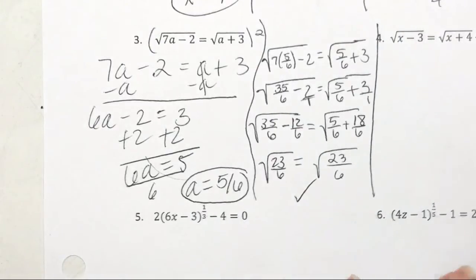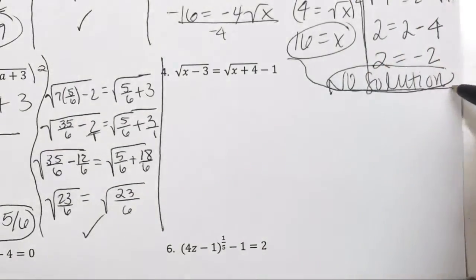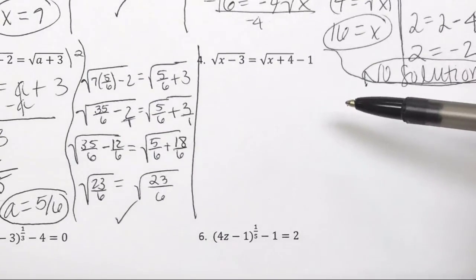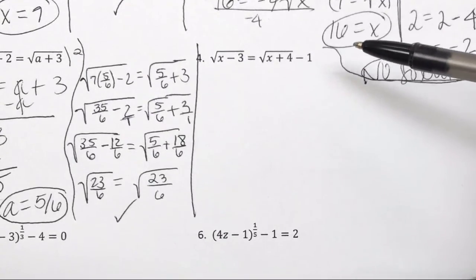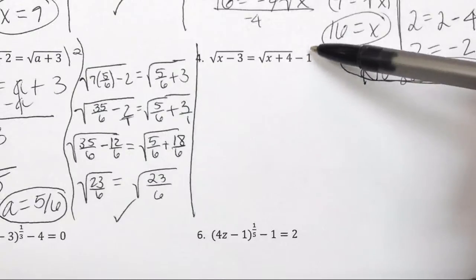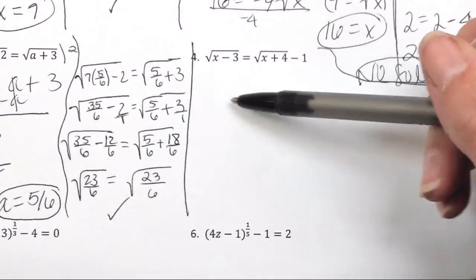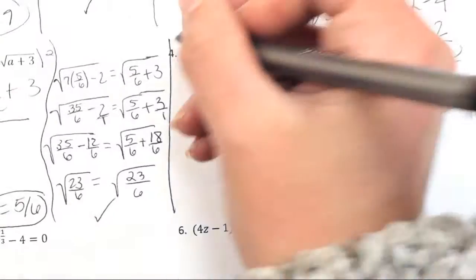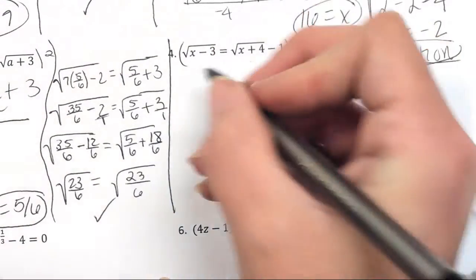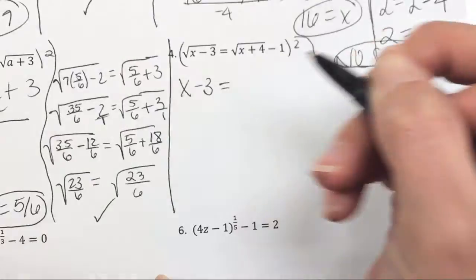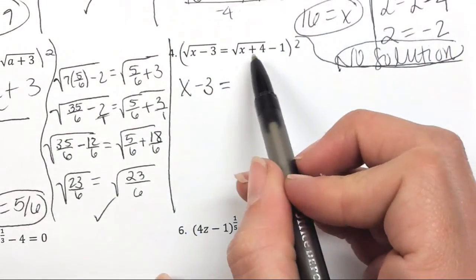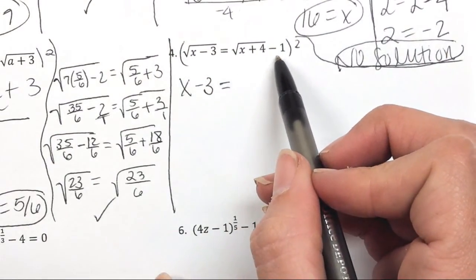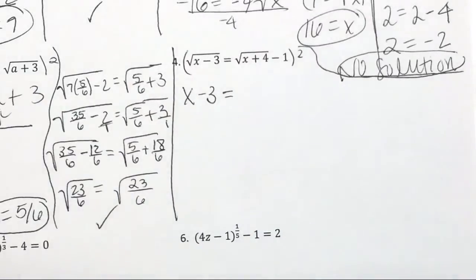Alright, moving on to the next one. So, again, I have two radicals. I can't isolate it because this one has to be either on this side or this side. So, I'm going to skip right into squaring it. So, if I square both sides, I know I'll get x minus 3 on this side, but on this side there's two terms. There's square root of x plus 4 and negative 1. So, I have to foil it.